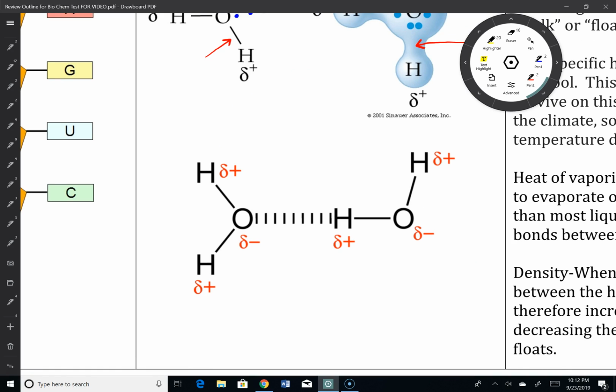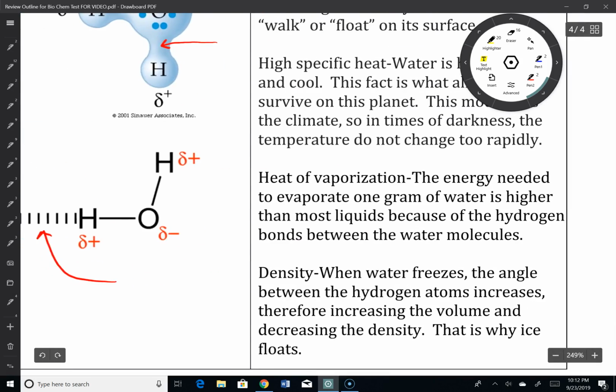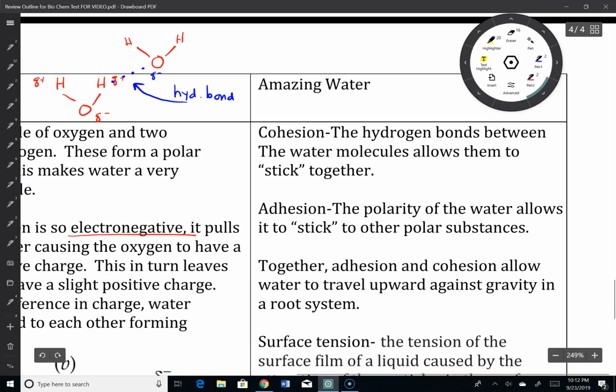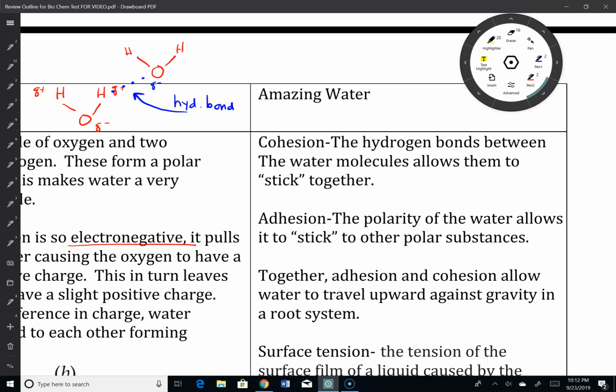Oh, there it is again, right there. So we've seen that in class, so nothing new there. Now, because of this, water can do a lot of really cool things. First thing it can do is something called cohesion. That is where water molecules will stick to each other. That's what allows water molecules to be pulled. We'll talk about that in a second.